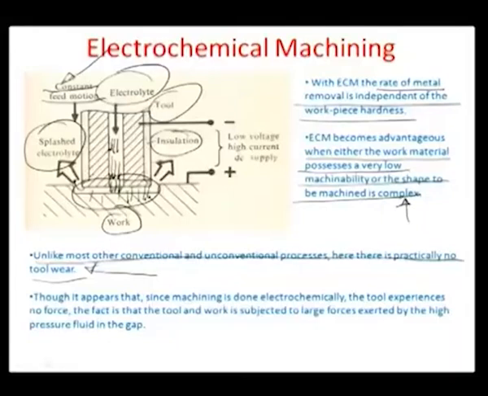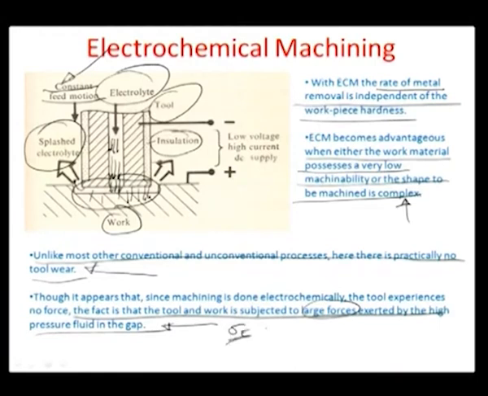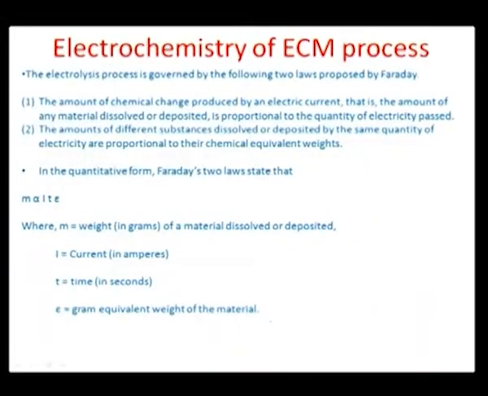The wear of the tool is minuscule actually. So though it appears that since machining is done electrochemically, the tool experiences no force, the fact is that the tool and work are subjected to large forces, and we will do some design problems later where we will try to find out whether these forces are in consonance with the ultimate flow stress sigma of the tool side, which would give you a feasibility or non-feasibility of the process in question. So we will do some of these design examples when we discuss this in more detail later in electrochemical machining.